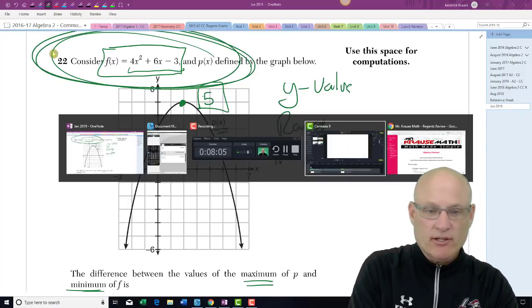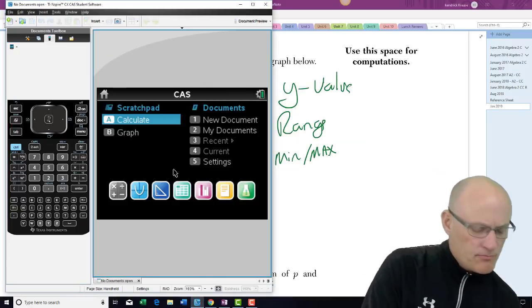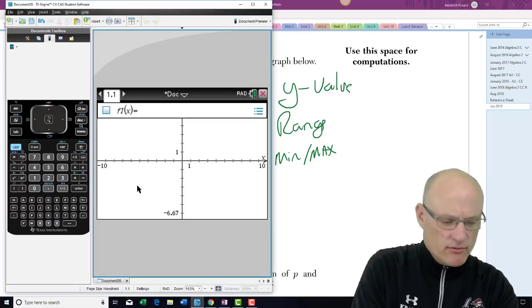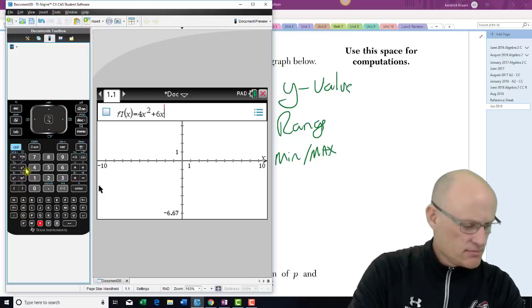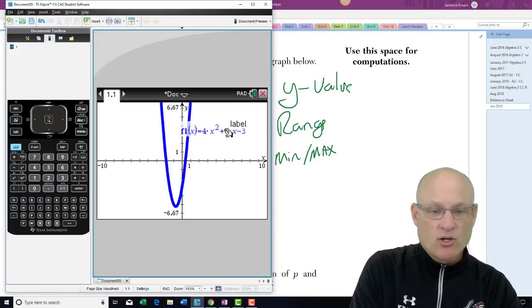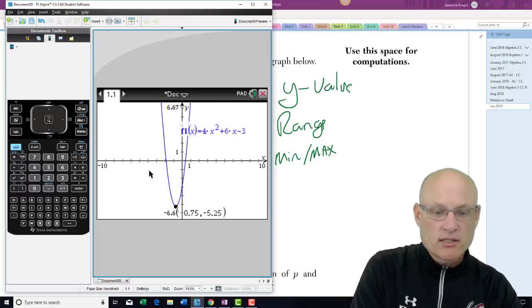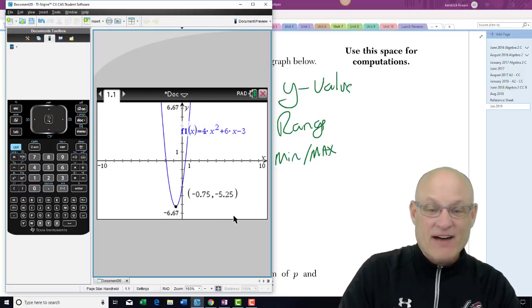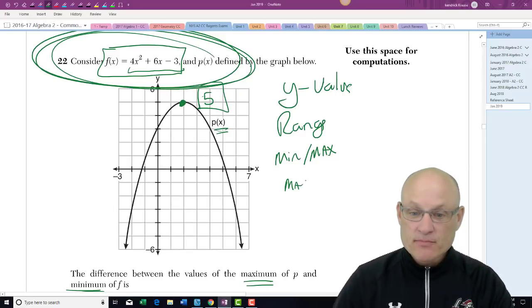So we'll go over to our graphing calculator, and we will graph this thing. So it's 4x squared plus 6x, and then minus 3. I got to find the minimum of this. All right, so I'll go to menu, analyze, minimum, click, click. The minimum is negative 5.25. So the max is 5, and the min is negative 5.25.